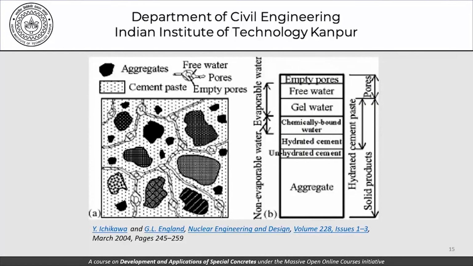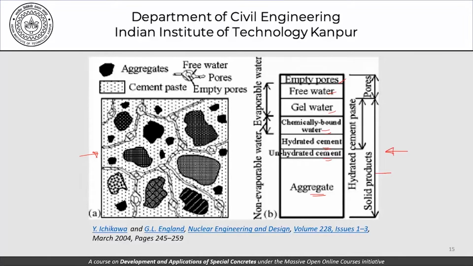Similarly, this picture here talks about the pore structure that we expect in concrete, and we have several types of structures associated. We have solid products, which is aggregates, unhydrated cement, and a bit of hydrated cement. There is chemically bound water, gel water, free water, and empty pores associated with the concrete structure. I hope you can see that this picture here is something very similar to the kind of model that we have tried to draw, possibly much simpler.